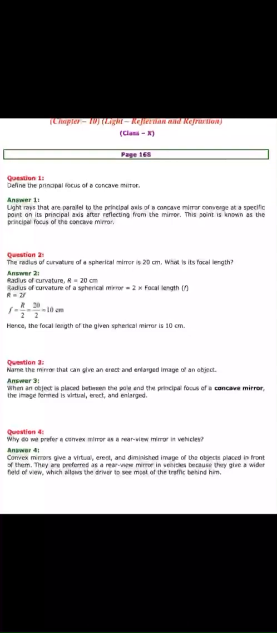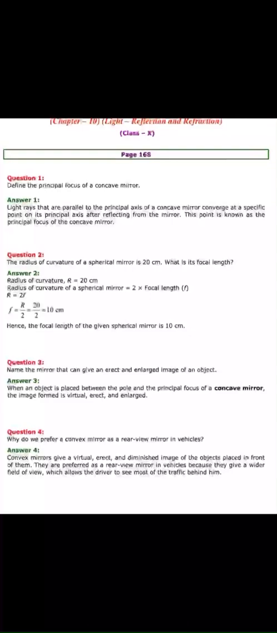In the second question, the radius of curvature of a spherical mirror is given as 20 cm and we have to find the focal length. Now we know that R is equal to 2f, so f will be 20 upon 2, that is 10 cm. Next question is: name a mirror that can give an erect and enlarged image. We know that an erect and enlarged image is formed only by a concave mirror, so the answer is concave mirror.